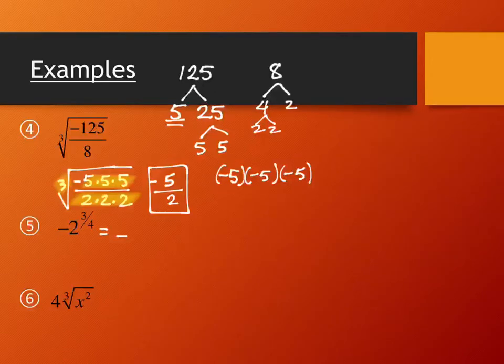When we rewrite this in radical form, the 4 as the denominator here comes out as the index, and the cubed stays inside with the 2. That's simply rewriting the form.